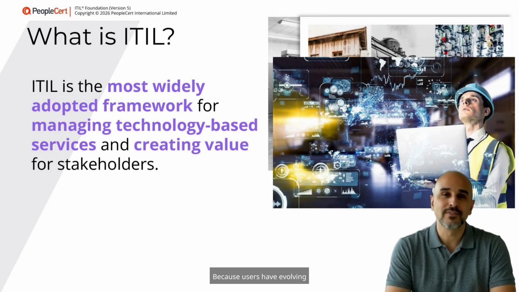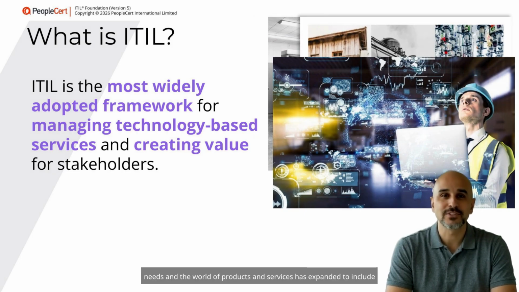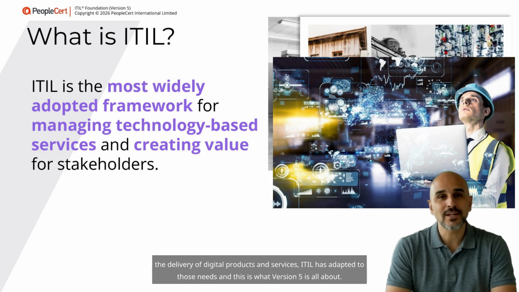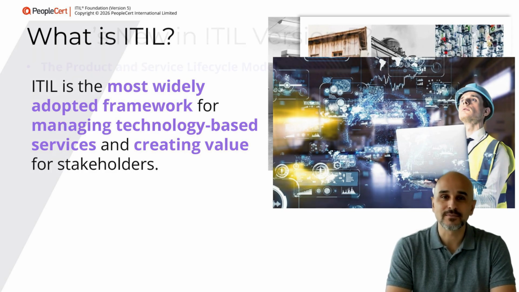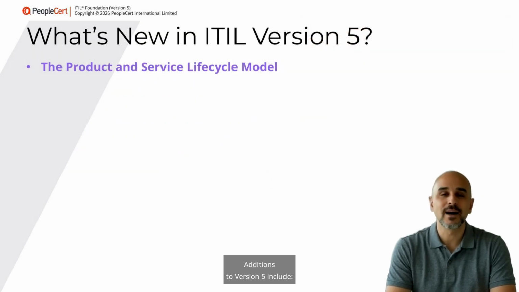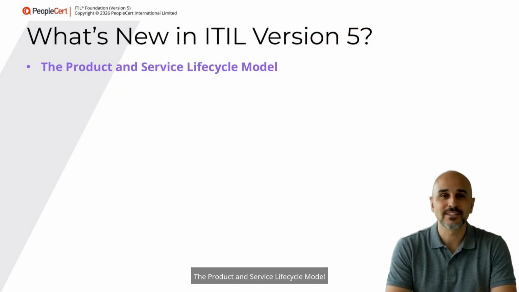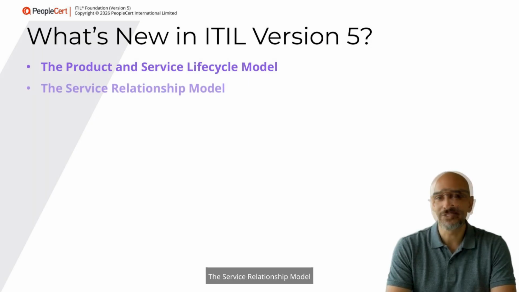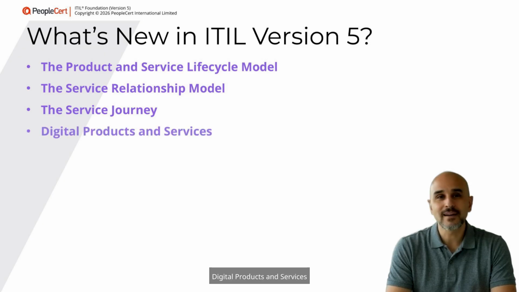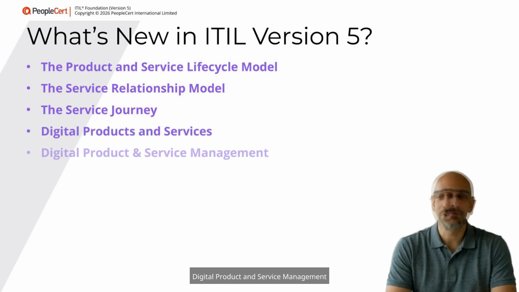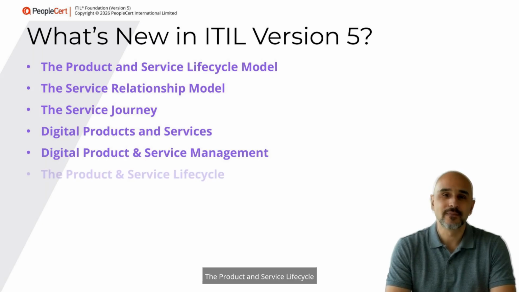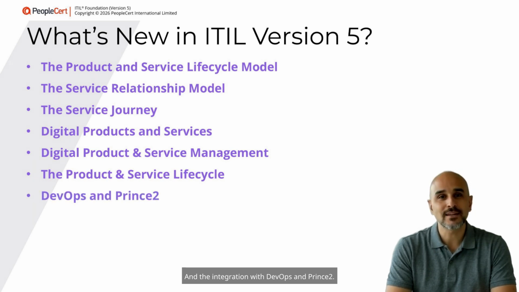Because users have evolving needs and the world of products and services has expanded to include the delivery of digital products and services, ITIL has adapted to those needs, and this is what version 5 is all about. Additions to version 5 include the product and service lifecycle model, the service relationship model, the service journey, digital products and services, digital product and service management, the product and service lifecycle, and the integration with DevOps and Prince2.